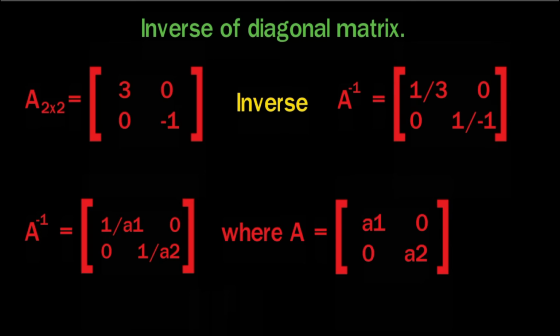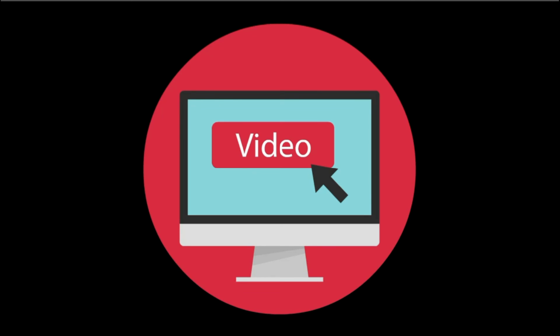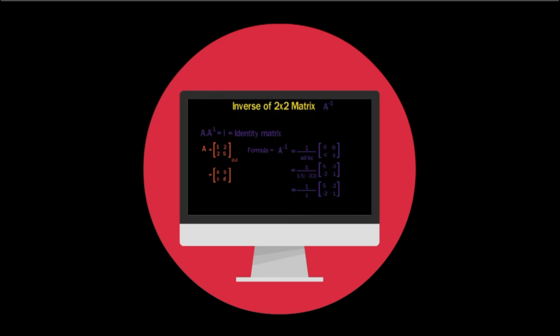To show this, we try to multiply matrix A and A inverse, and we see whether we will get the identity matrix. To check out what an identity matrix actually is, you can check out my other video in the playlist, where I talk about what an identity matrix is and also the inverse of a matrix.